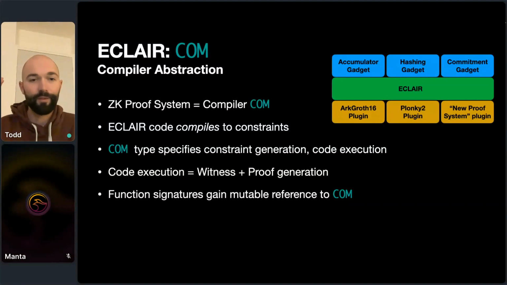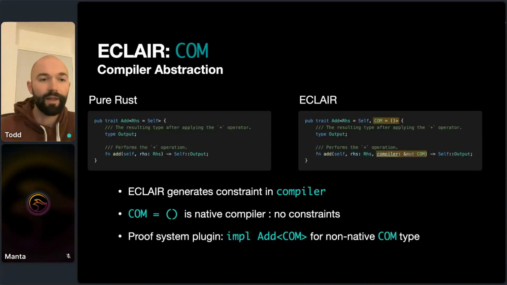Visually, the main difference that you'll see when you look at ECLAIR code compared to Rust code is that function signatures will have a mutable reference to this compiler type. Let's start with a really simple example. This is the add trait. On the left, you see the Rust version of the add trait, where you specify some output type for addition, and you define the behavior of the add function. ECLAIR's version of the add trait is almost identical, except that in the trait declaration, you see this generic COM type. This is how we're going to specify the compiler type. And you see that the signature of the add function contains this mutable reference to a compiler.